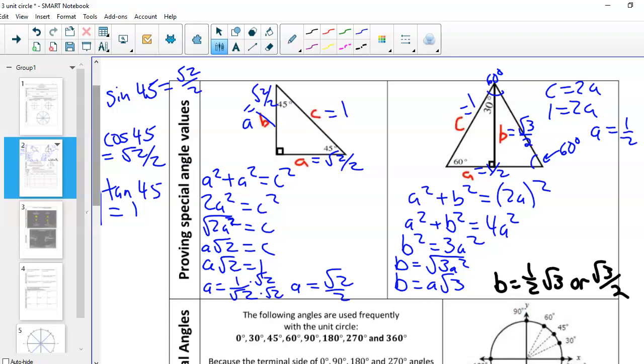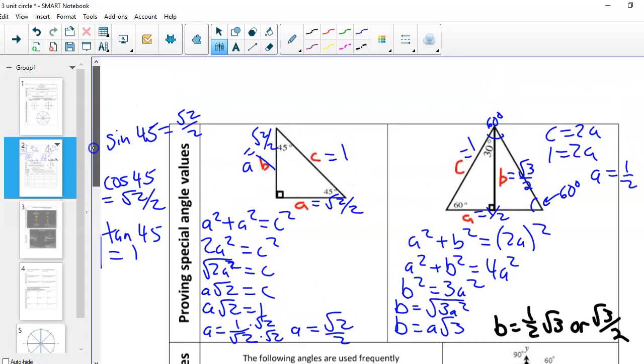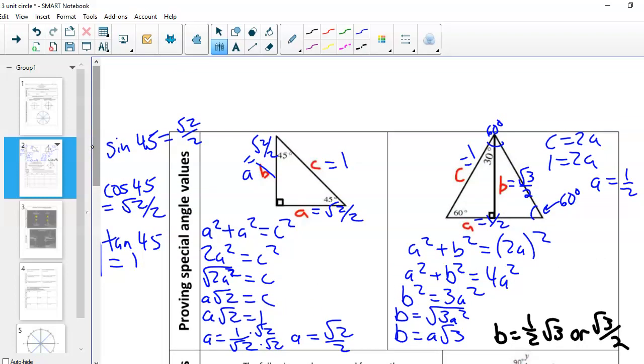So now I have c equals 1, b equals the square root of 3 over 2, and a equals 1/2. As you may know, this is your 30, 60, 90. Now, let's find the sine of 30 degrees. What would that be? 1/2. The cosine of 30 degrees, the square root of 3 over 2.